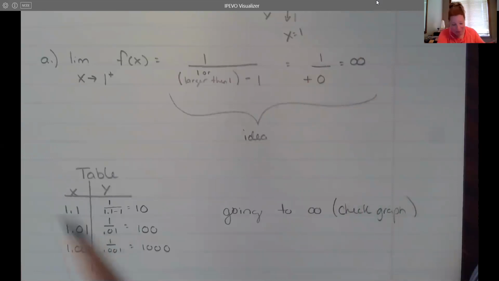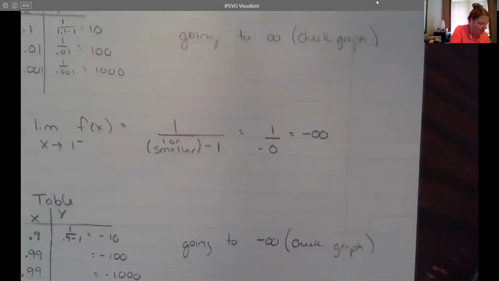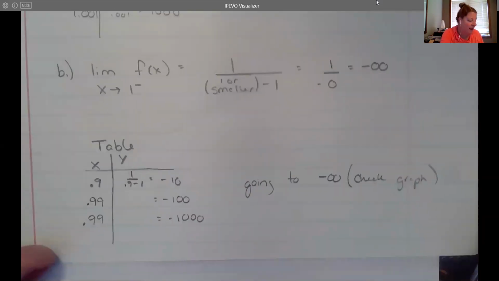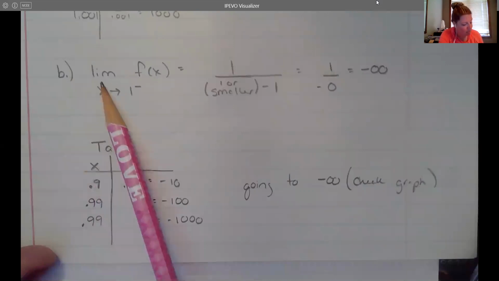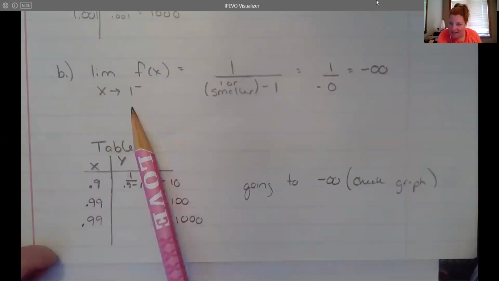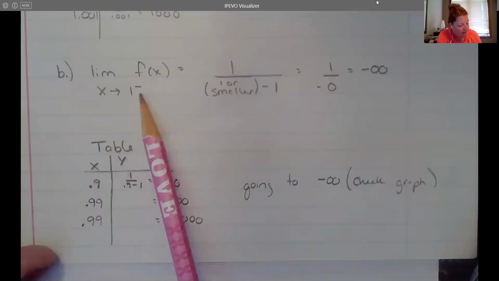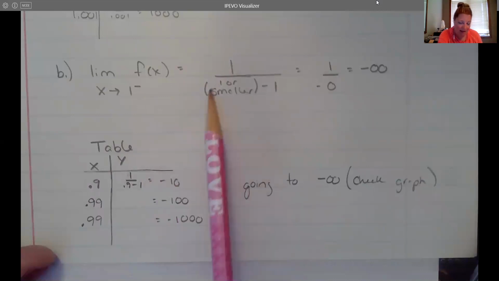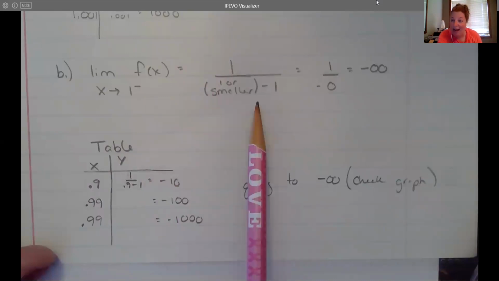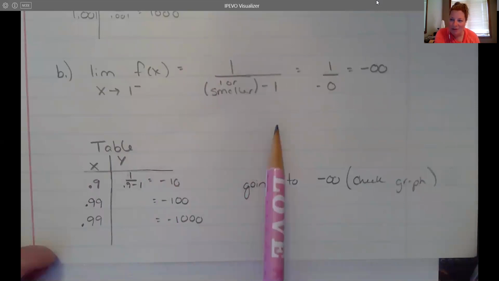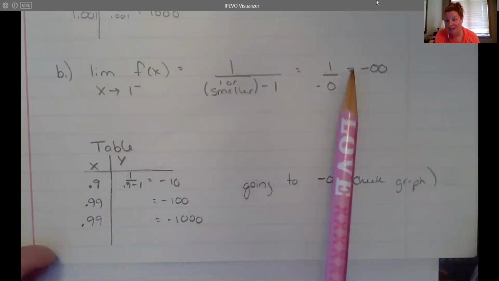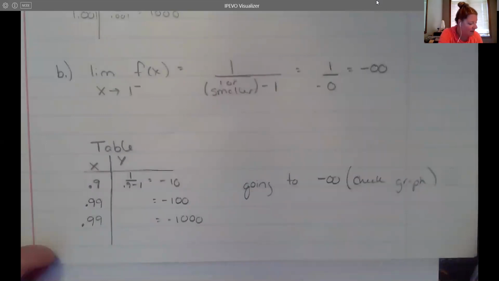Make a chart. It's probably the best way. So let's look at the same idea with the negative. If we have the limit as x approaches 1 from the left side of that negative of our function, then we have to think, well, it is smaller than 1. So when we subtract 1, we'd have a negative. So it's going to negative infinity. Okay, that's our idea. Well, how else could we do that?